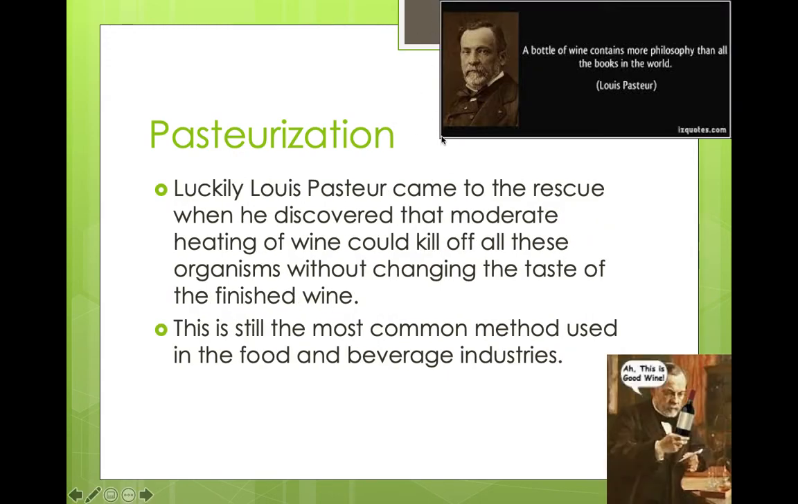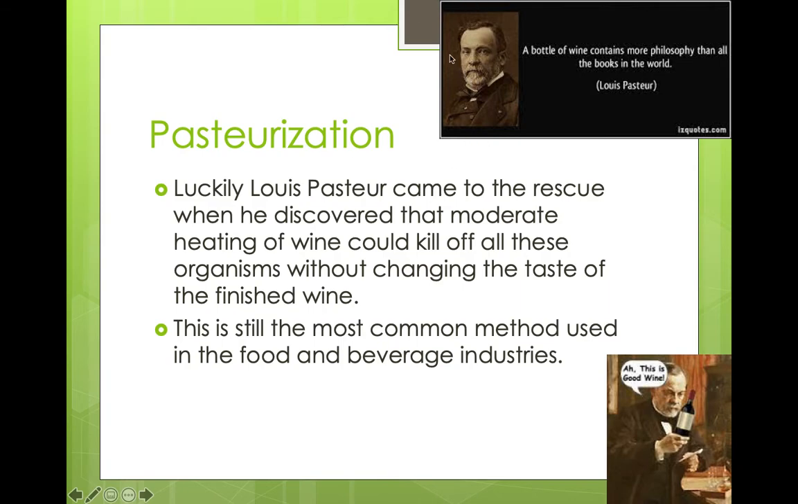Now, he had already put this theory of spontaneous generation, or microbial generation, to bed. And he was also a fairly renowned microbiologist at the time for discovering a couple of vaccines and things. He was tasked by the French government to figure out how to keep these bottles of wine from going bad.